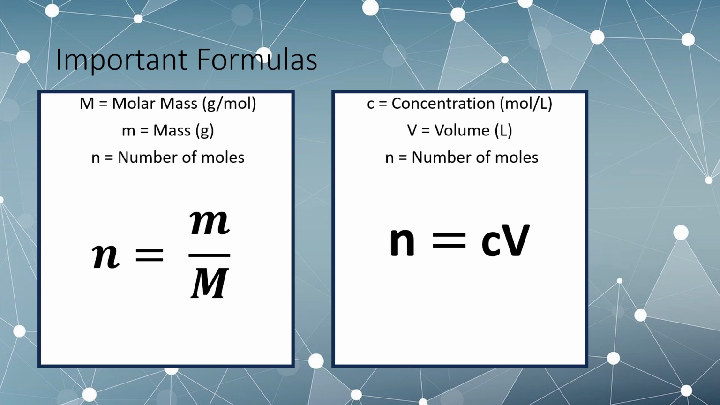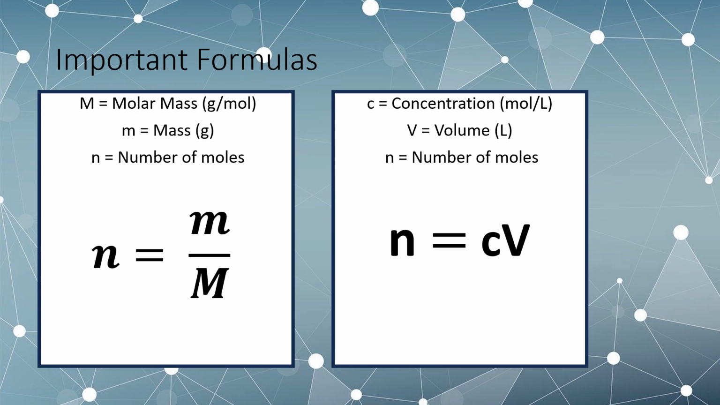Our formula on the left is more so for our solids. We know that the number of moles, which is n, is equal to our mass in grams over our molar mass, which is simply the mass per mole. This allows us to use solids when calculating our titrations, as we can make our solids into solutions, which we'll talk about in a moment.